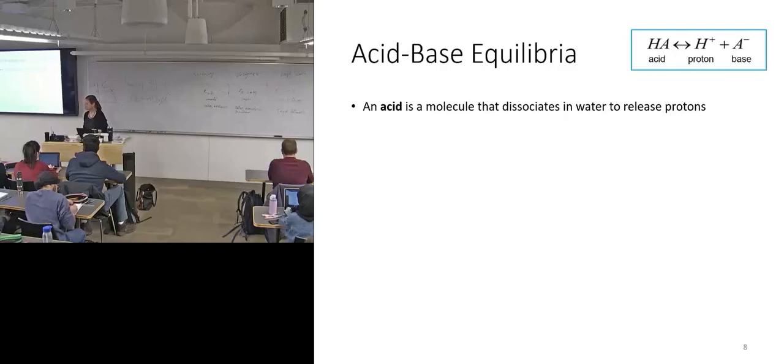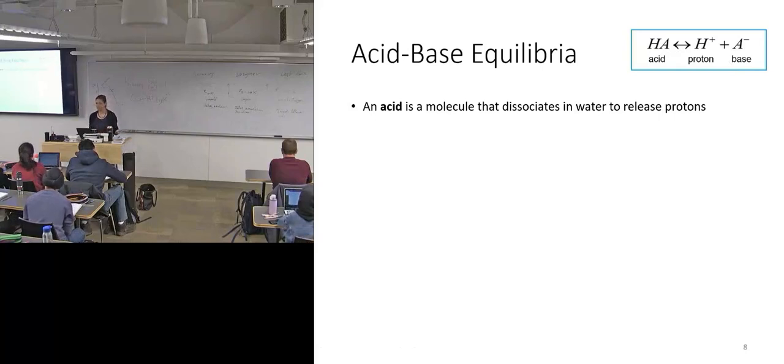Here is our basic equation. We set up a basic generic chemical reaction for an acid, releasing one of its protons and becoming its conjugate base. The definition of our acid was a molecule that will dissociate in water to release protons.